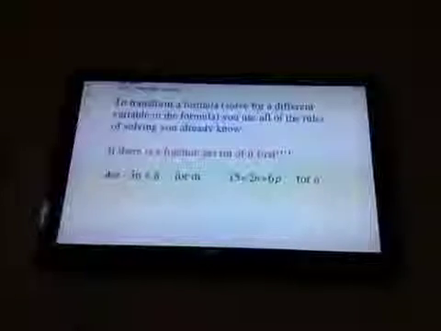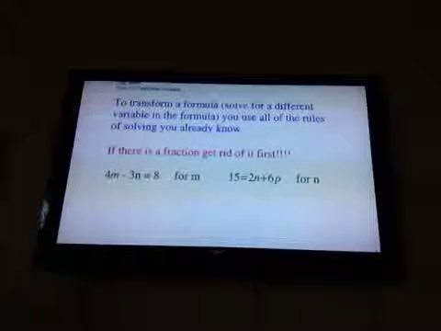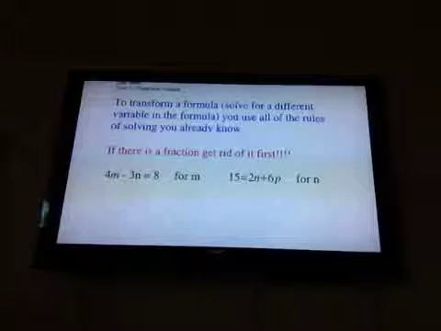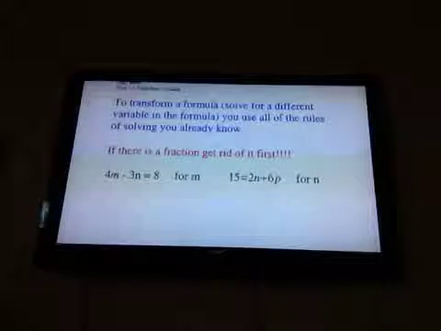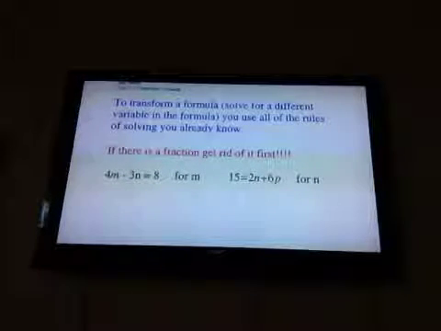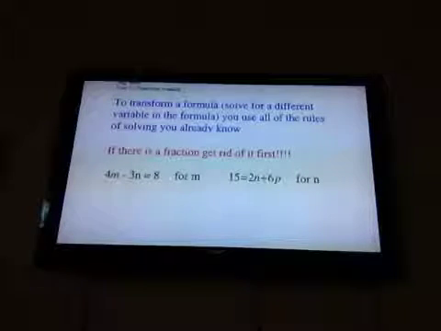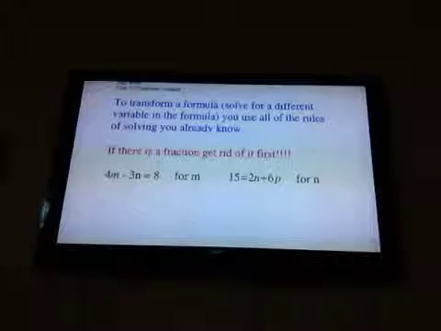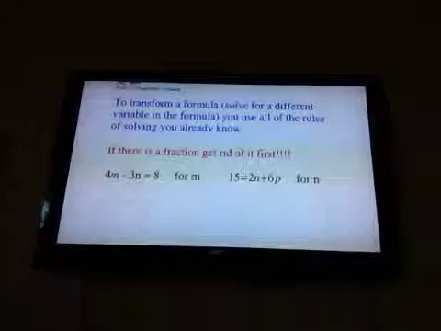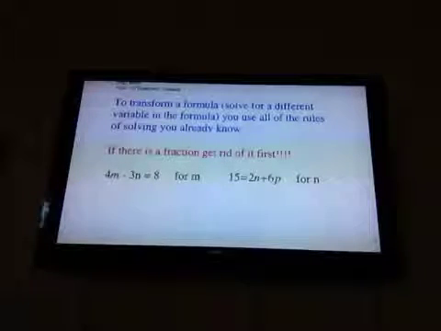We are transforming formulas, which just means you're solving for a different variable in the equation. So you're solving for a particular variable, and all your rules of solving apply. In red, with many exclamation points, it says: if there is a fraction, get rid of it first, otherwise you're going to make it way too complicated. That has to be step one. If there's a fraction, get rid of it.